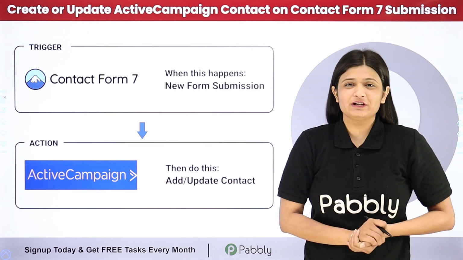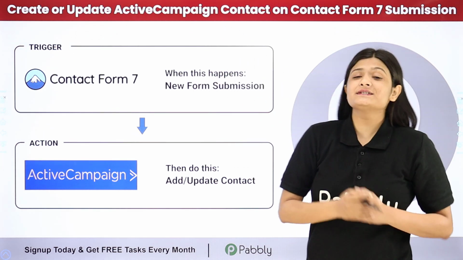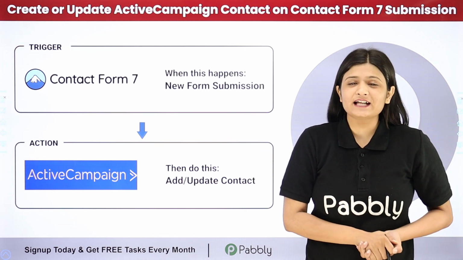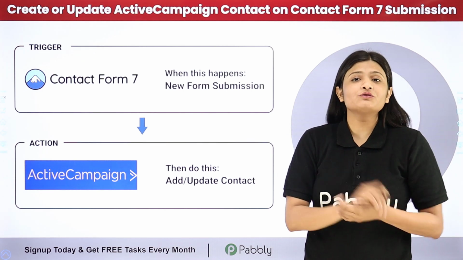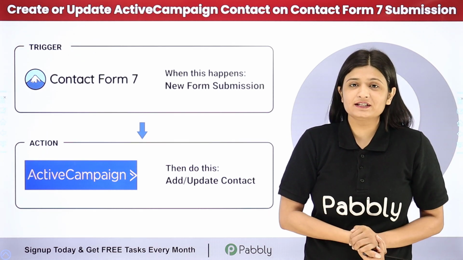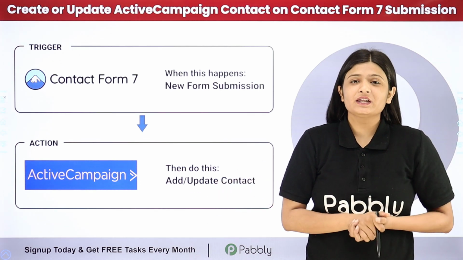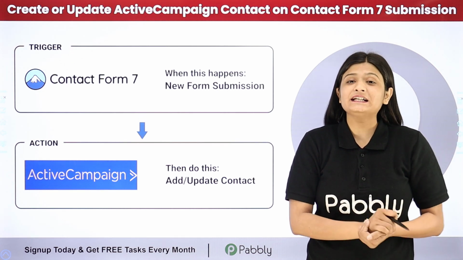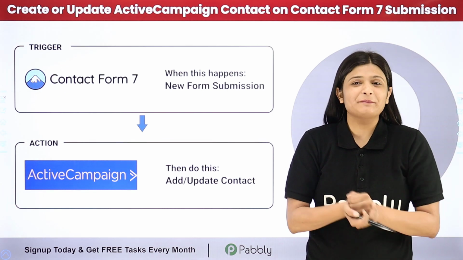In this video, we are going to learn how to create or update ActiveCampaign contact on Contact Form 7 submission. So let's suppose I am an owner of a marketing driven business and I am collecting my leads with the help of Contact Form 7. Now whenever there is a new form submission in my Contact Form 7, I automatically want to create a contact in my ActiveCampaign account. Now doing this manually will be a very tedious and time consuming task, so I am completely going to automate this process, and to do this automation I am going to use Pabbly Connect.